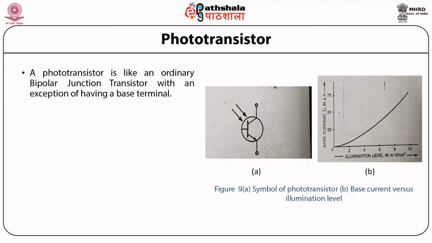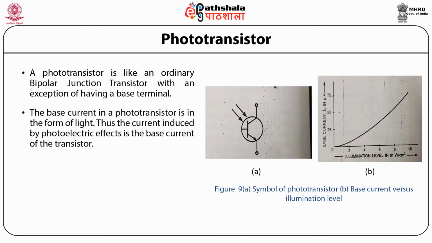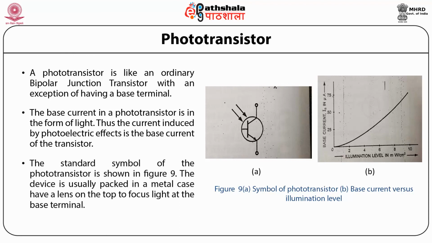A phototransistor is like an ordinary bipolar junction transistor, with the exception of having no base terminal. The base terminal in a phototransistor is in the form of light. Thus, the current induced by photoelectric effects is the base current of the transistor. The standard symbol of the phototransistor is shown in figure 9.